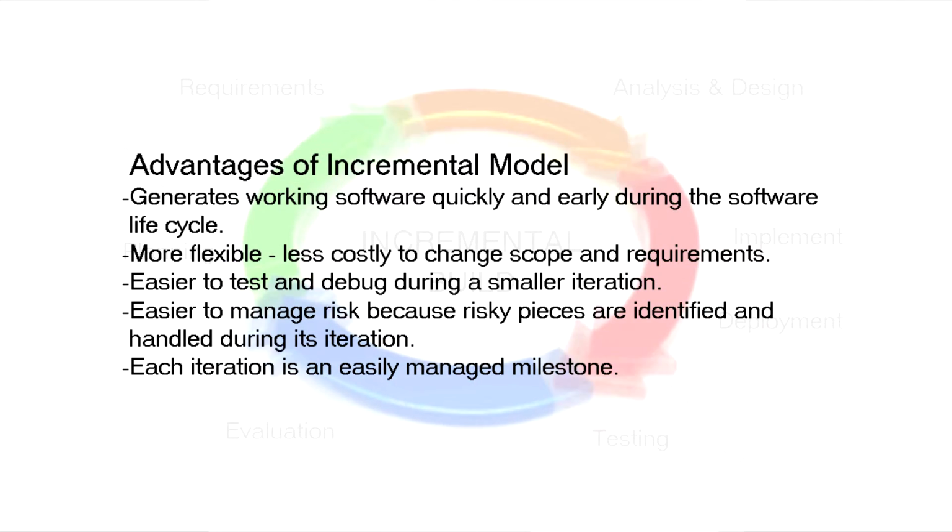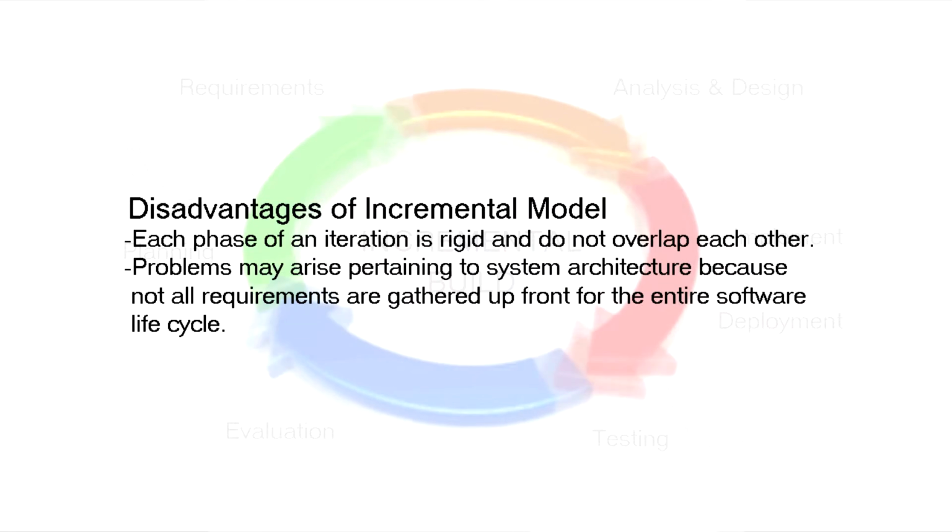Advantages of the incremental model: it generates working software quickly and early during the software lifecycle. It is more flexible and less costly to change scope and requirements. It is easier to test and debug during a smaller iteration. It is easier to manage risk because risky pieces are identified and handled during their iteration. Each iteration is an easily managed milestone.